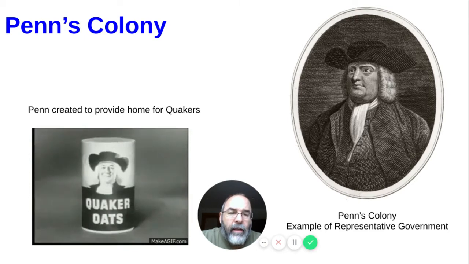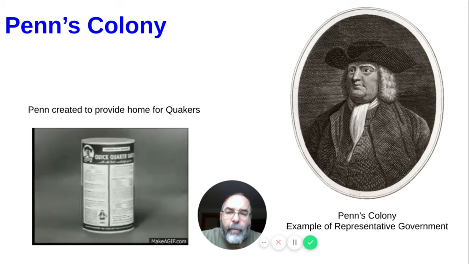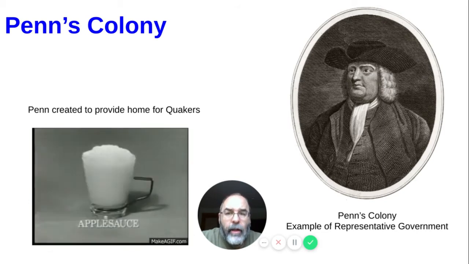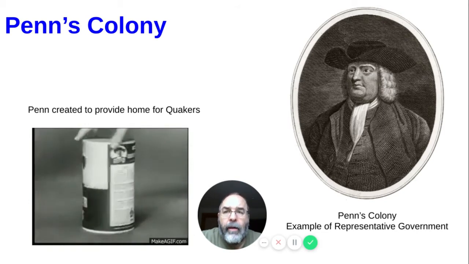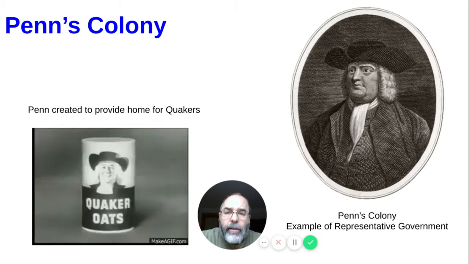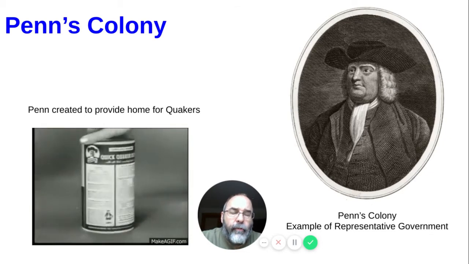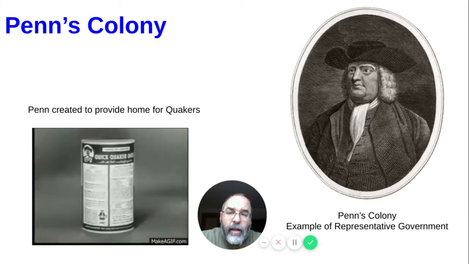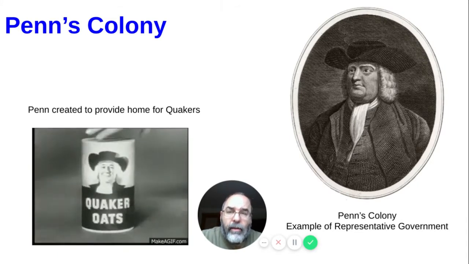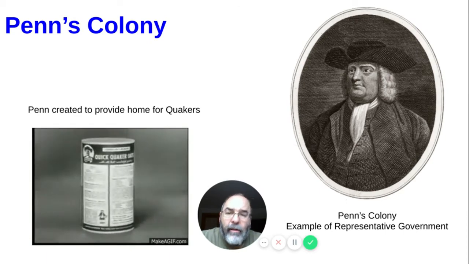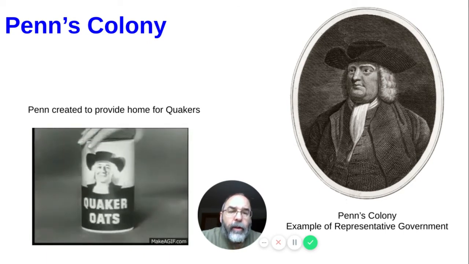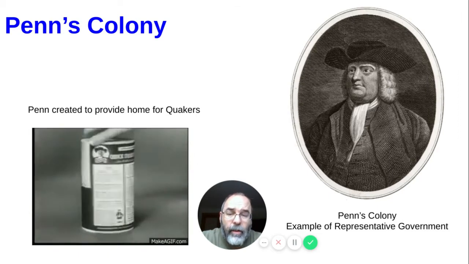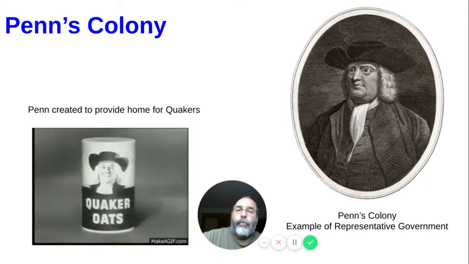And he sets up an example of a representative government, similar to what we have today, where people are able to choose others to represent them. And then they go into the government and make choices for the colony as a whole at that time. And today, that's what we do with the United States and each of the state governments. And so Penn is quite a different character than what we've talked about, because of limiting his own power.